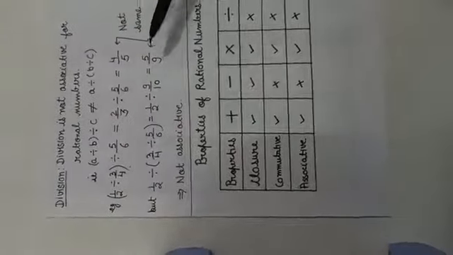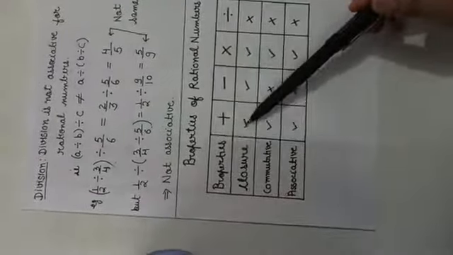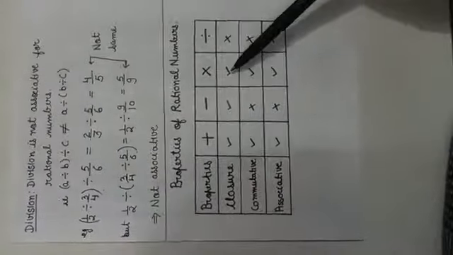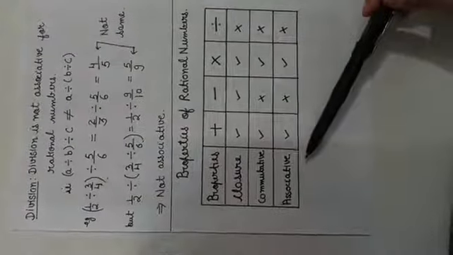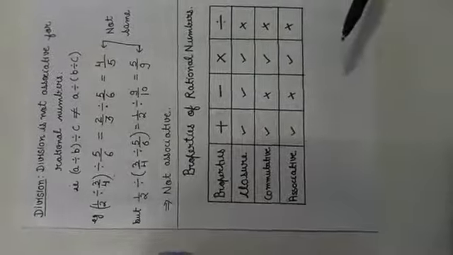We can look at this table for a glance. Means the closure property holds for addition, subtraction and multiplication only, and commutative holds only for addition and multiplication, and in the same way the associative property holds only on addition and multiplication of rational numbers only.